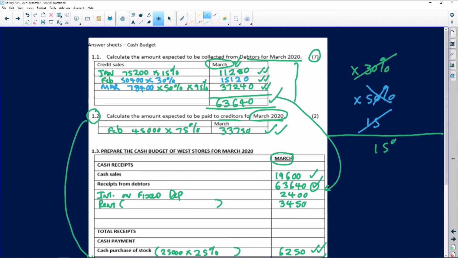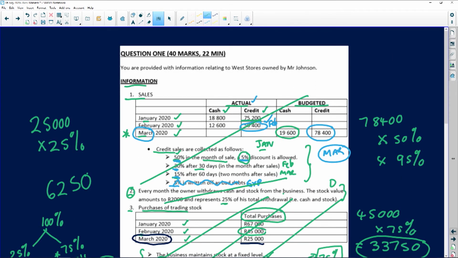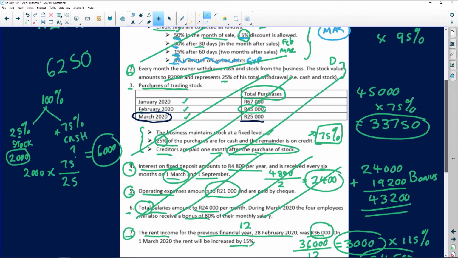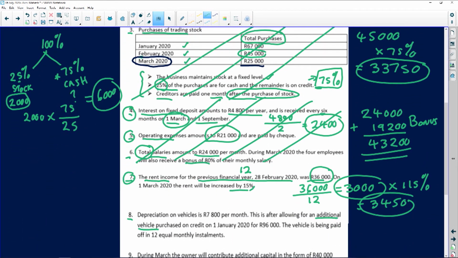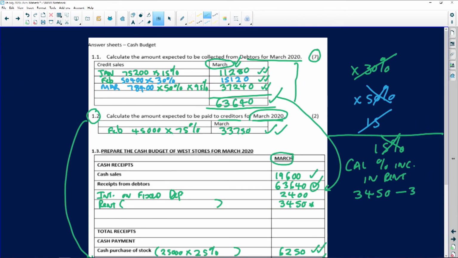So let's assume the 15% was not given to you, and they're now asking you to calculate the percentage increase in rent for the month of March. All we're doing, guys, is simply taking the new rent, 3,450, minus the old monthly rent, which we obviously calculated as 3,000 Rand. Remember, the old rent, total rent divided by 12, is an amount of 3,000. So if we minus that by 3,000, we will get the increase in rent.